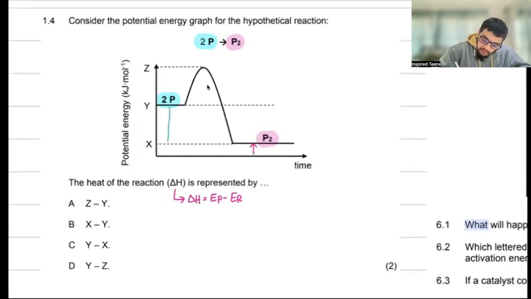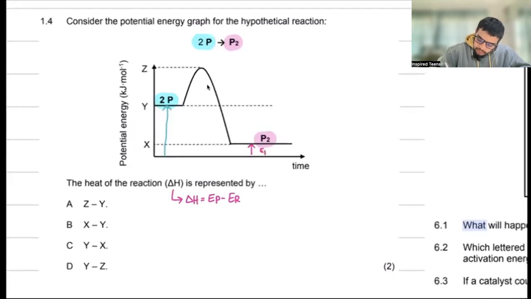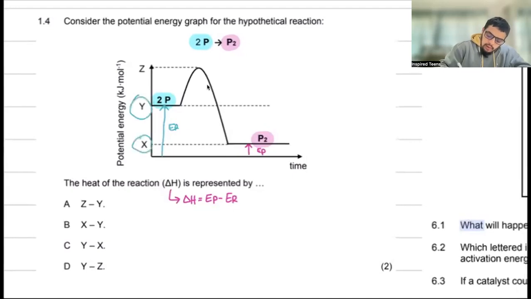Okay, and the energy of the reactants being there. This we can call EP, and this we can call ER, energy of reactants. Okay. And essentially, this is X and that's Y. So it's going to be X minus Y. So correct answer is B. Okay, X minus Y just represents values on the Y-axis for potential energy.